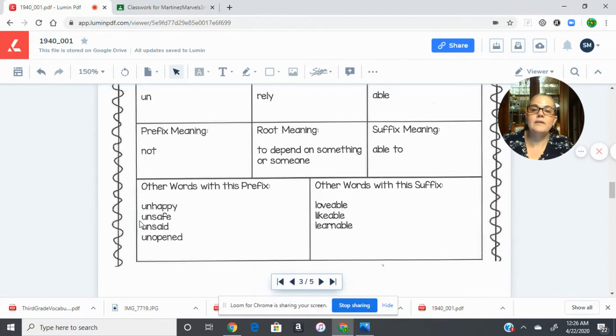So here's some words that we can use with the prefix un, meaning not. Unhappy means not happy. Unsafe means not safe. Unsaid means it wasn't said. Unopened means it hasn't been opened yet. And then some words using able as our suffix: lovable, likable, learnable. So if something is lovable, they are able to be loved. If something is likable, it is something that's able to be liked. If it's learnable, it means it is something that is able to learn.